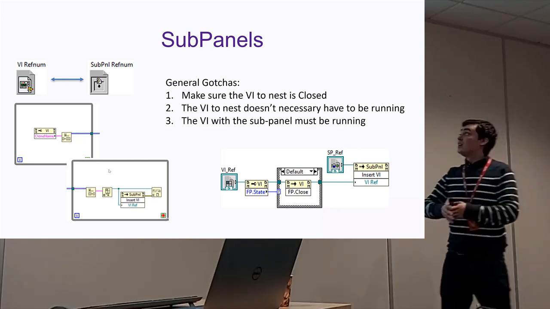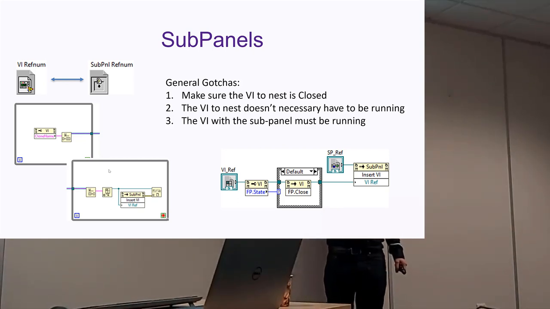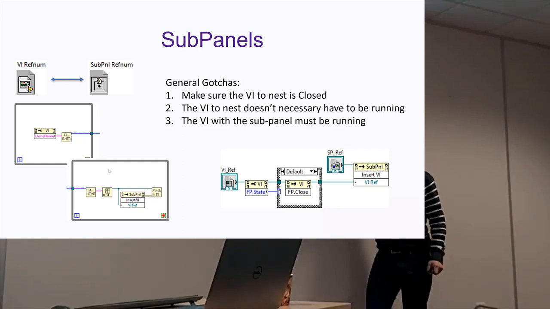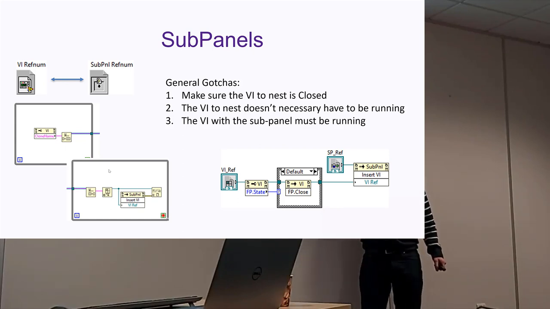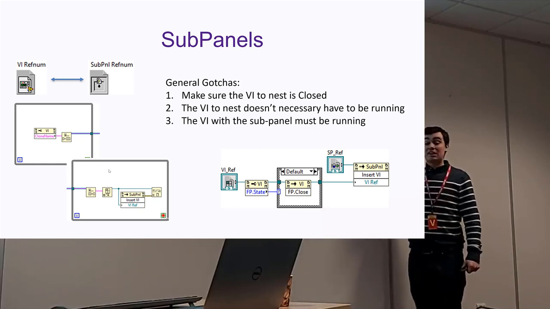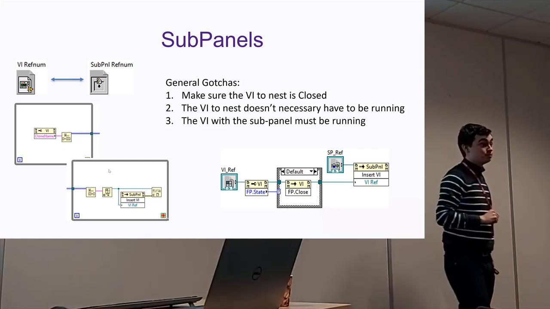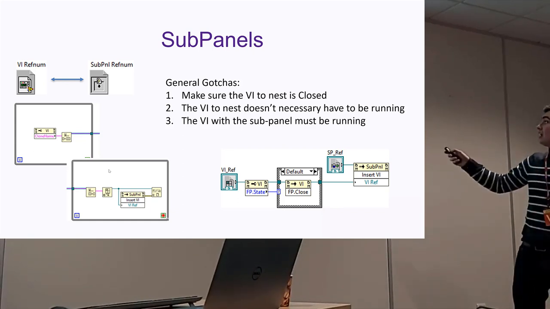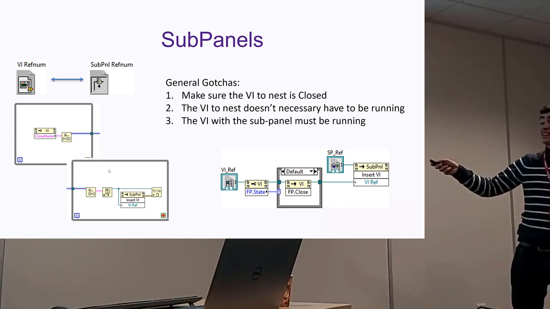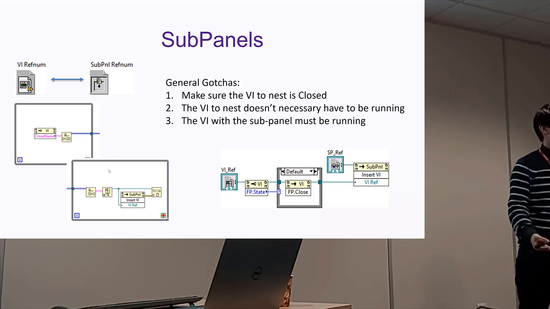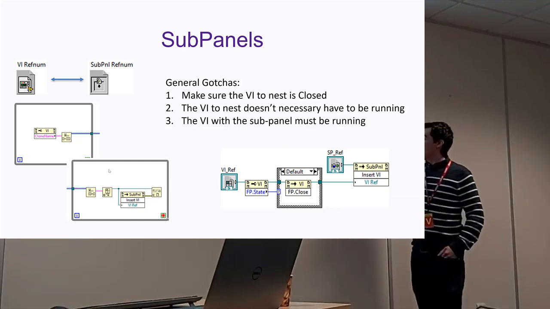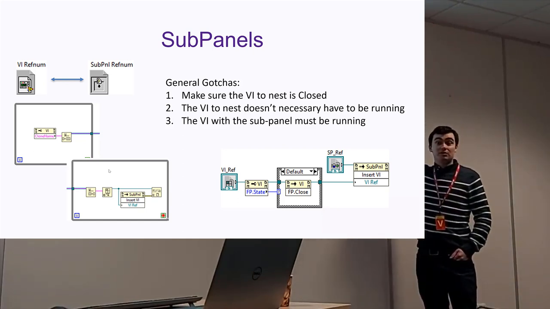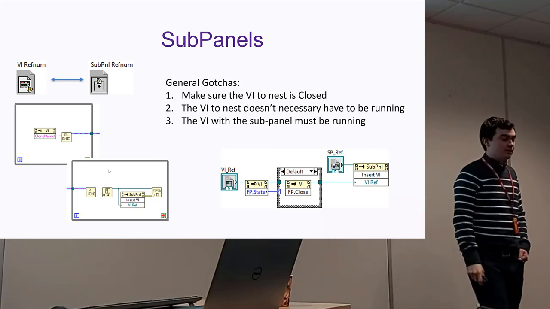Couple of gotchas. The VI to nest has to be closed. So a lot of the time you'll see this sort of design pattern: we get a reference and we see if it is anything but closed, we close it. We can then insert it into the subpanel. The VI to nest doesn't actually have to be running. You could nest a non-running VI. However, the VI that's actually got the subpanel would have to be running.